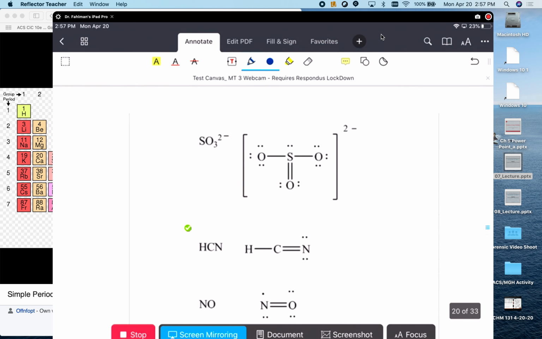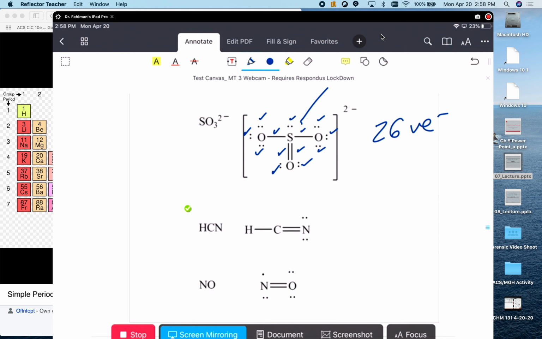SO3 2 minus. There you should have 26 valence electrons. So we have 2, 3, 4, 5, 6, 7, 8, 9, 10, 22, 23, 24, 25, 26. That looks good. Sulfur has more than an octet, but it can, so it's good. All the oxygens have octets. So again, that looks good.